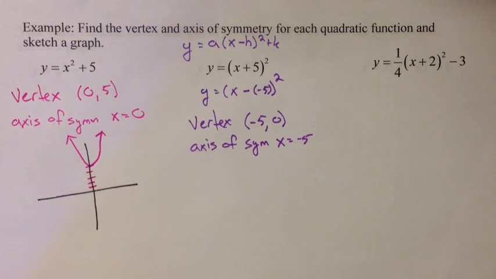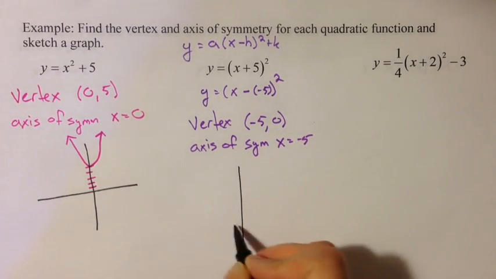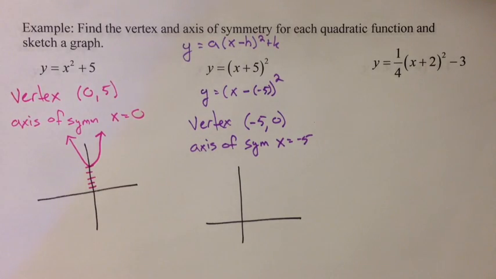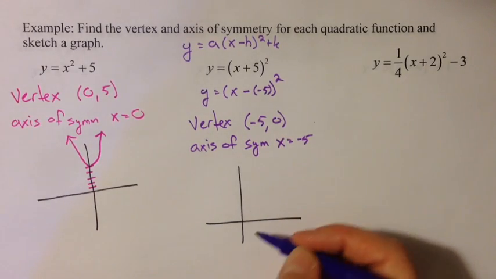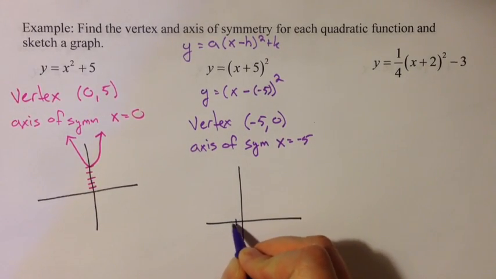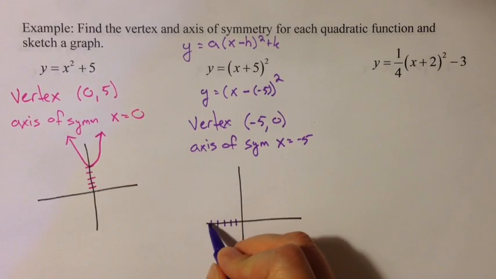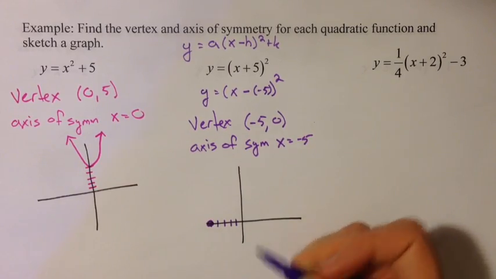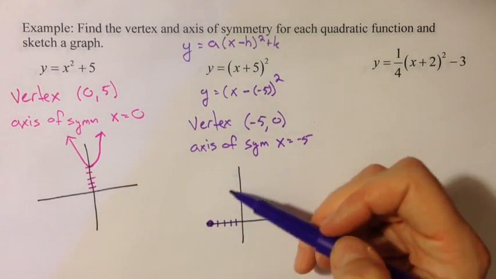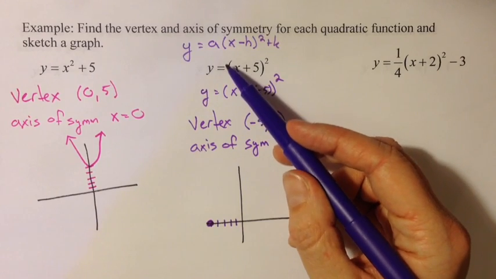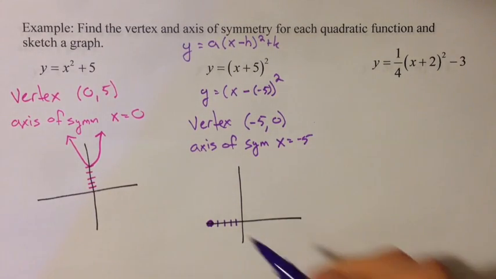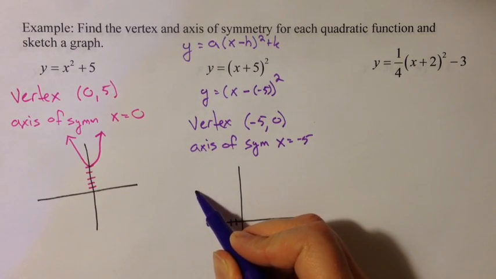Again, let's just draw a quick sketch, just a rough sketch. My vertex happens at negative 5, 0, so I need to move left 5. 1, 2, 3, 4, 5. And I don't need to move up at all. There's my vertex. This guy will open up since a is positive, and because a is just 1, it will look the same shape as a regular x squared parabola would.